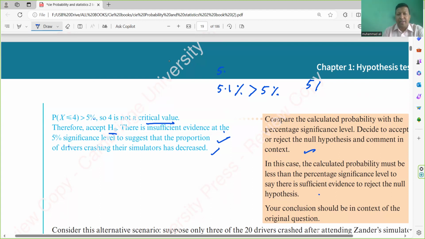I think everybody understands this maths. So at first read the question properly and try to do this maths.